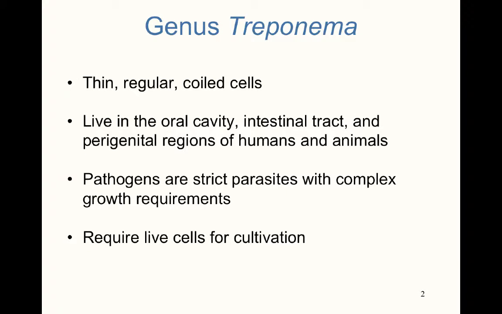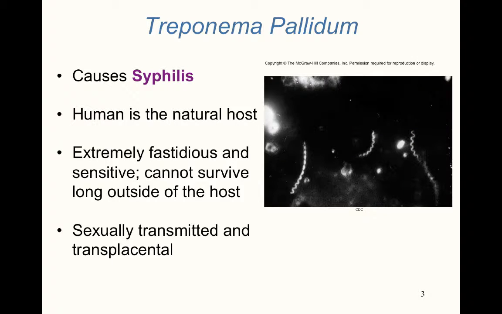So for Treponema, we see species within this genus living in the oral cavity, intestinal tract, and also the perigenital regions of humans and animals. And this is one genus of bacteria that, similar to viruses, actually requires live cells in order to culture it in the lab. Now, one that is important with regards to medical significance is Treponema pallidum. This is the causative agent of the STD syphilis.